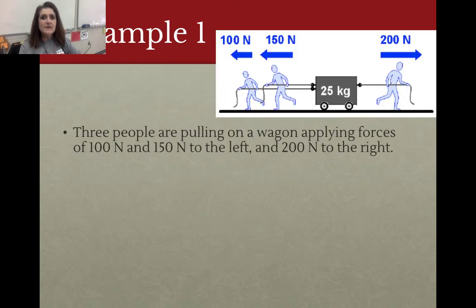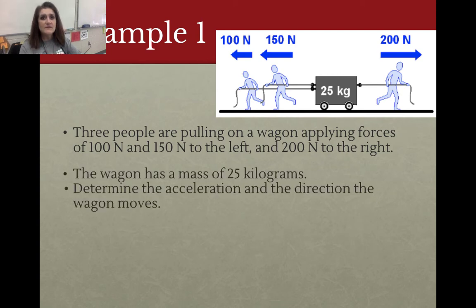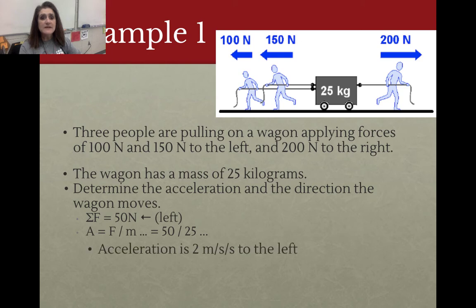Example 1. 3 people are pulling a wagon applying forces of 100 newtons, 150 newtons to the left, and 200 newtons to the right. The wagon itself has a mass of 25 kilograms. Determine the acceleration and the direction the wagon would move. So the net force would be 50 newtons to the left, because 250 minus 200 would be 50. The acceleration then would be 50 divided by 25, or force divided by mass, giving an acceleration of 2 meters per second per second.